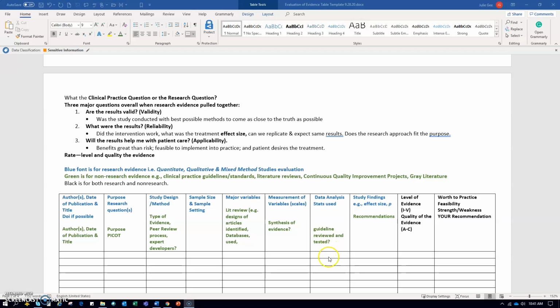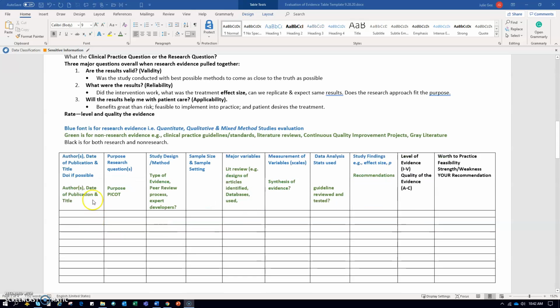Okay, so in this basic table, the blue font is for research and the green font is for non-research. Non-research can be your clinical practice guidelines, literature reviews that you see out there, QI projects, gray literature, things like that. Okay, so the first column here is the authors, the date of publication, the title, and put the DOI in there if possible. We want to make sure that your reader can get to this. The purpose, this is the why. Why was this done? This goes for both research and non-research.